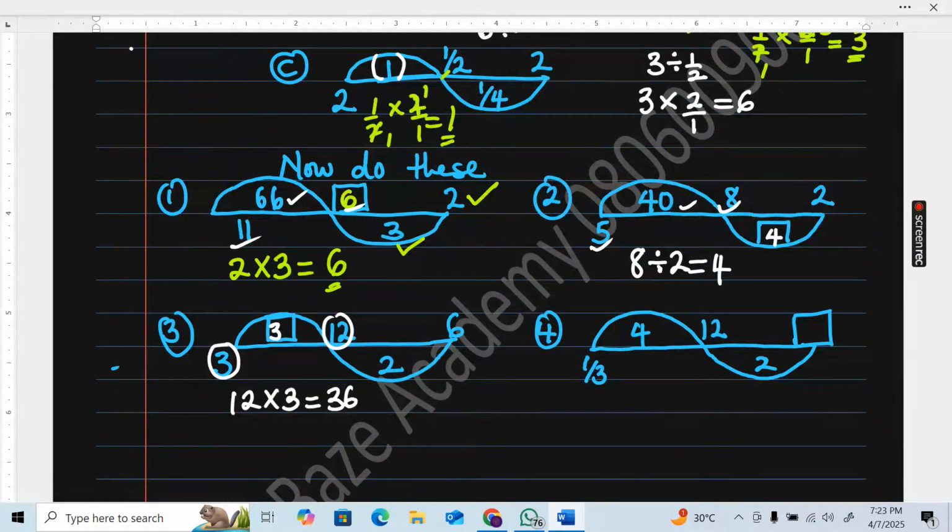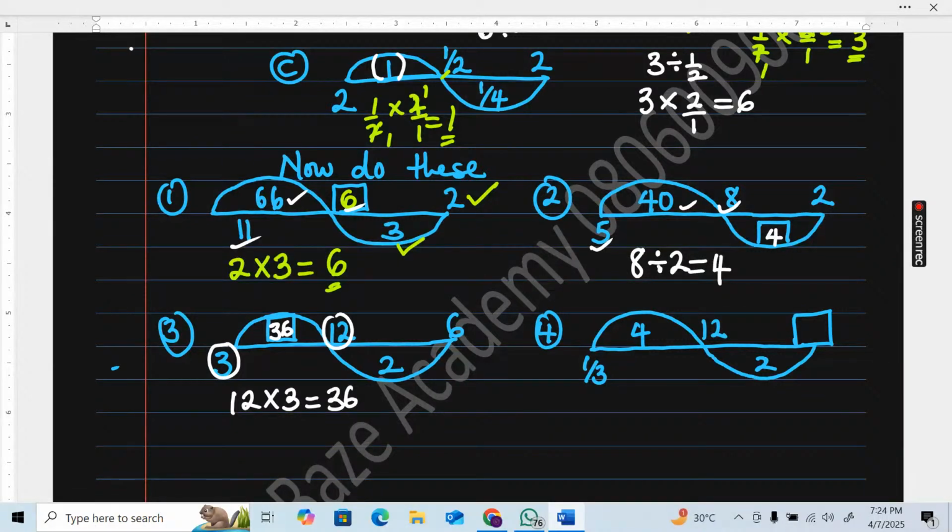Go ahead and write 36 in the box. Everybody go ahead and write 36 in the box. Once you're done writing number 3, type done. Make sure you're paying attention. Type done.